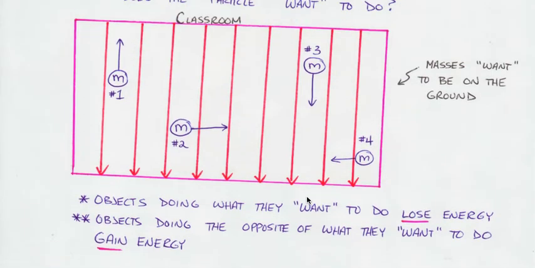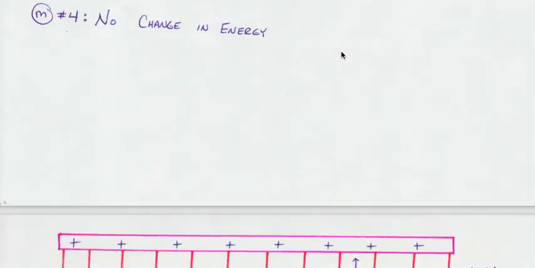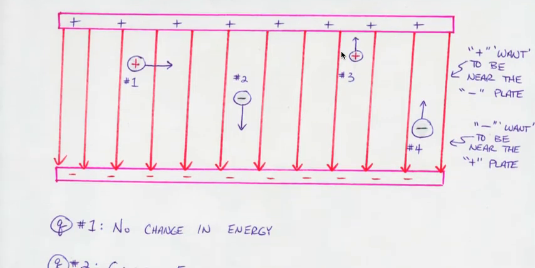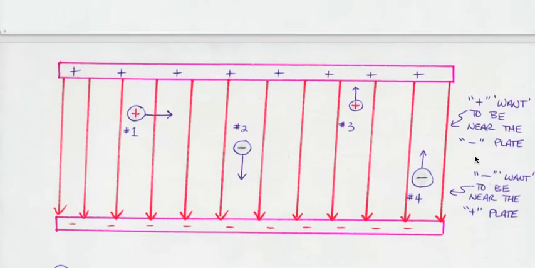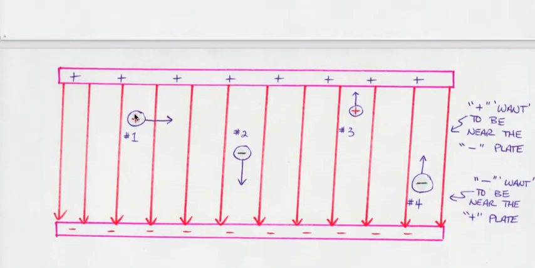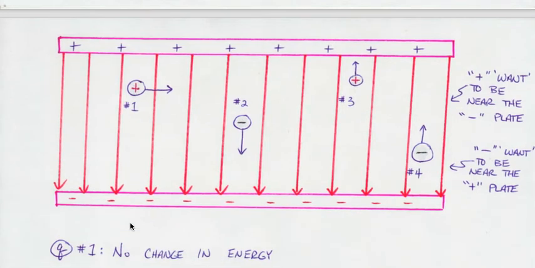This same concept can be applied to electric fields, as long as you remember to ask yourself, what does the particle want to do? So if I look at an electric field, we know that positive charges want to be near the negative plate naturally, and negative charges want to be near the positive plate. So if I take a look at case 1, I have a positive charge. It's being moved to the right. That is not being moved towards the positive, which is what it doesn't want to do. It's not being moved towards the negative, which it does want to do. It's actually neither, so that tells you there's no change in energy.